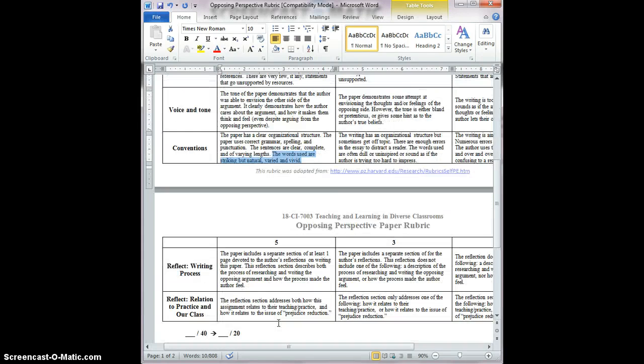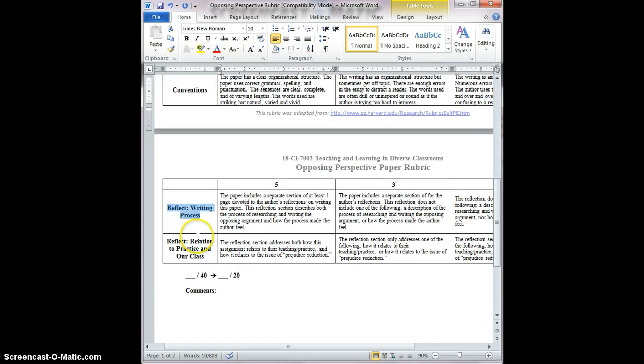Now, these last two sections have to do with the reflection. Remember that you have to write the 3 to 5 page persuasive paper and at least one additional separate page that is your reflection. In that reflection, you should address these two areas. First is the writing process. Tell the reader how you approached the topic, how you picked your issue, how did you find resources, etc. Also tell the reader how it felt to do this assignment.